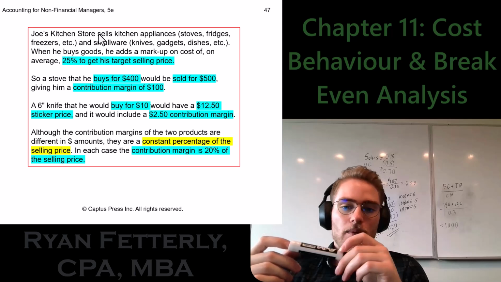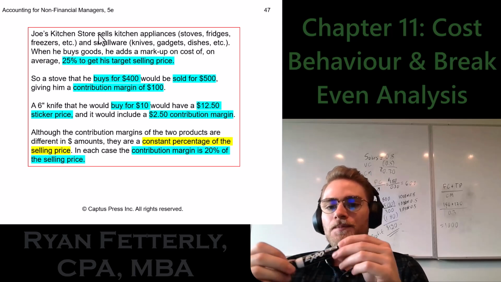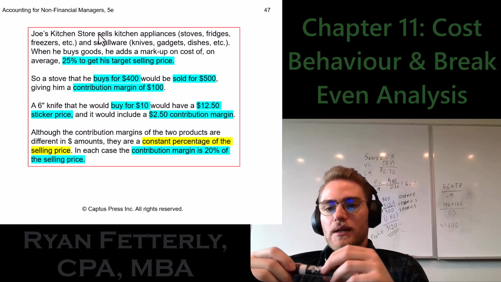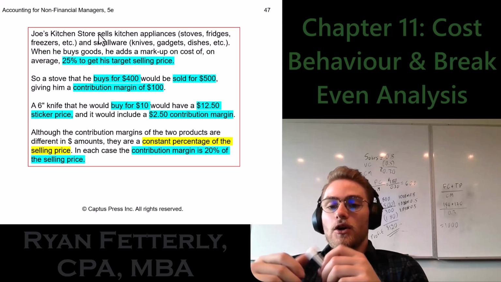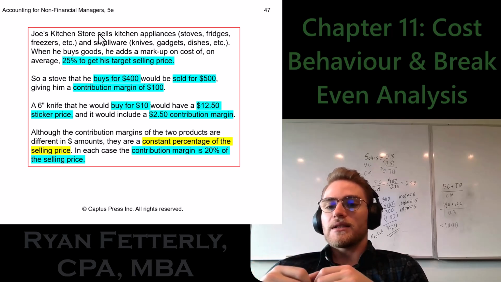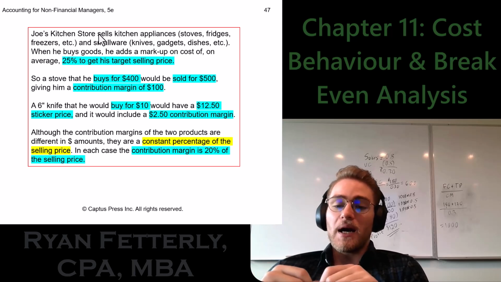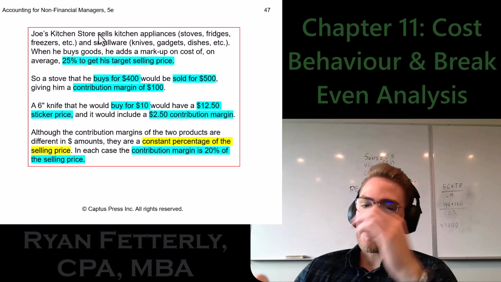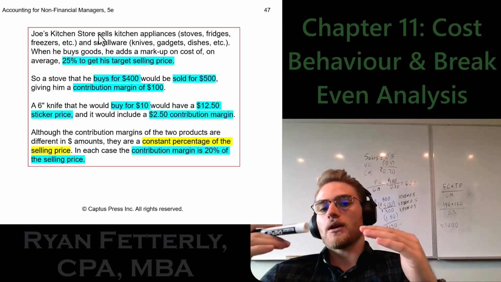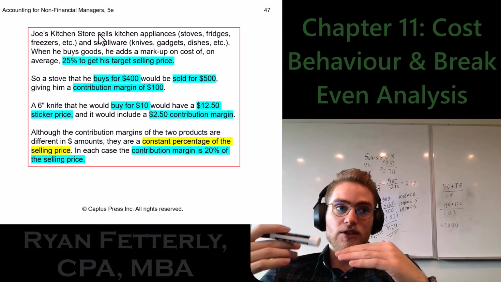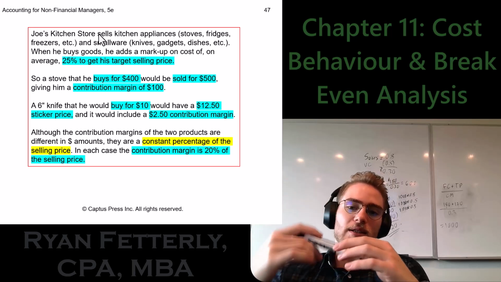So for this example, we're going to use a company called Joe's Kitchen Store, which sells kitchen appliances. Joe's Kitchen Store sells stoves, fridges, freezers, etc., and also smallware as well. This includes, say, knives, gadgets, dishes, and when he buys goods, he adds a markup on cost, on average of about 25% to get to his target selling price. So he starts at the cost, increases that cost by 25%, and that's how he goes from his cost up to his sales price.